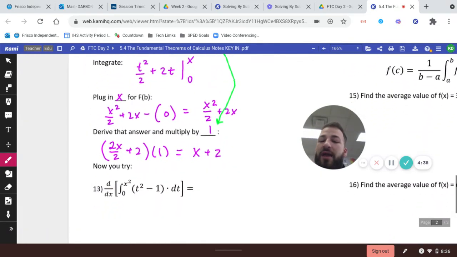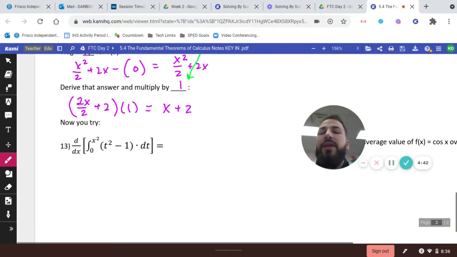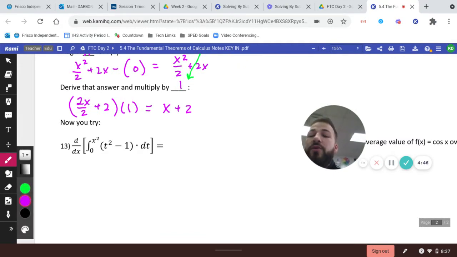So let's try number 13. But instead of doing it the long way, we're just going to apply the formula. Okay, so the formula says all we do is we plug in our f of x. So we plug in this x squared into everywhere where I have t inside. So this becomes x squared squared minus 1. And then the second part of the formula is that I multiply by the derivative of f of x.